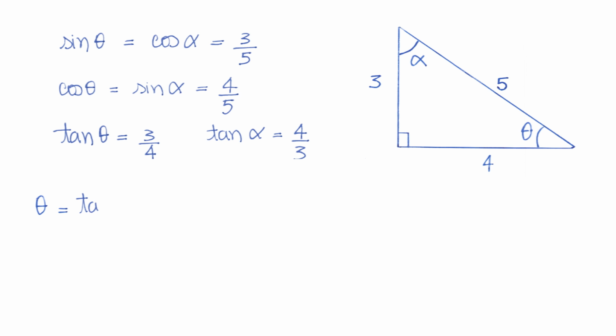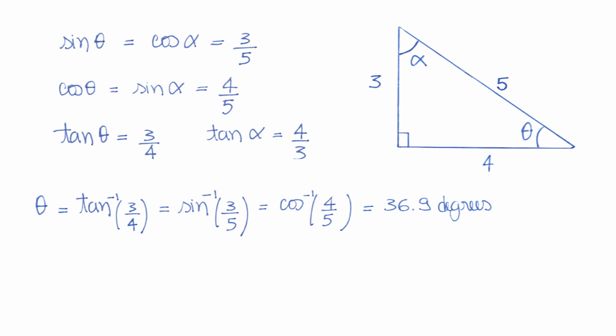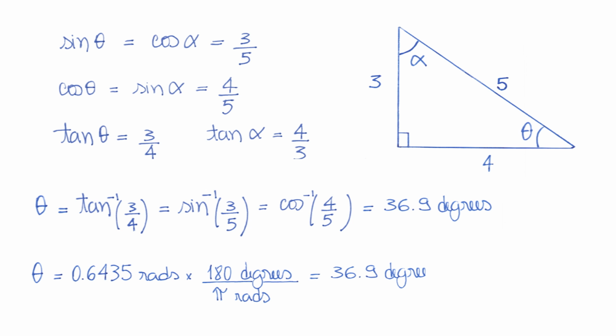Theta is the angle with the tangent of 3 over 4, the sine of 3 over 5, and the cosine of 4 over 5. Try plugging it into your calculator. They should all give you the same result. I'm getting 36.9 degrees. I got 0.6435. Is that radians? Probably. Well, I can convert that to degrees because I know that there are 180 degrees in pi radians. I got 36.9 degrees too.